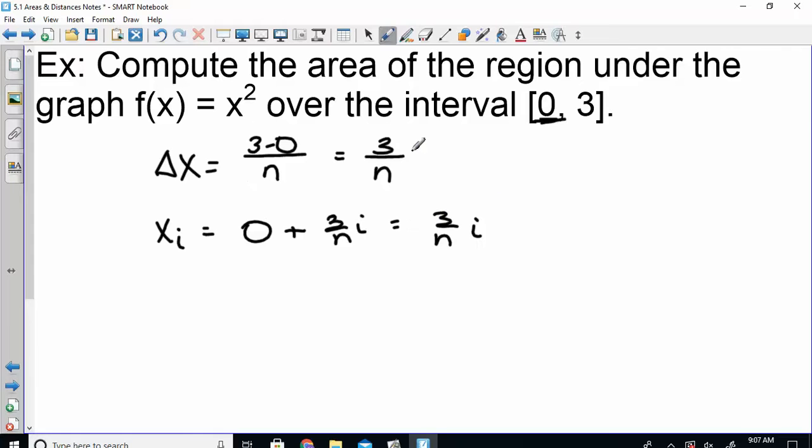So this is 3 over n i. So change in x, ending minus beginning divided by n. To get your x sub i, it's just wherever you start plus your change in x times i. So now we are going to set this up. We have the sum from 1 all the way up to n, because I don't have a set number of rectangles anymore.